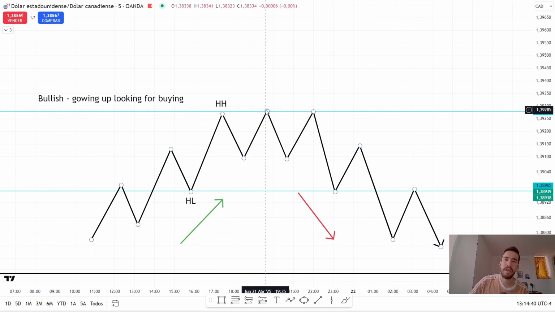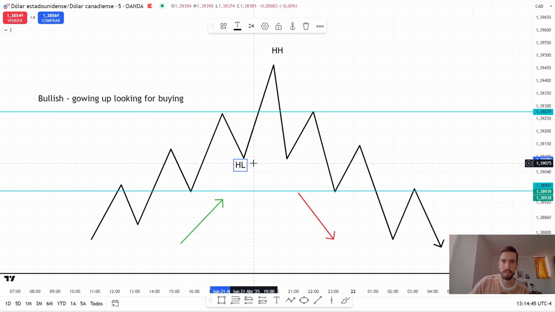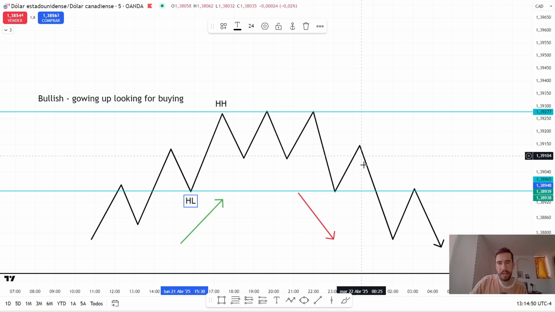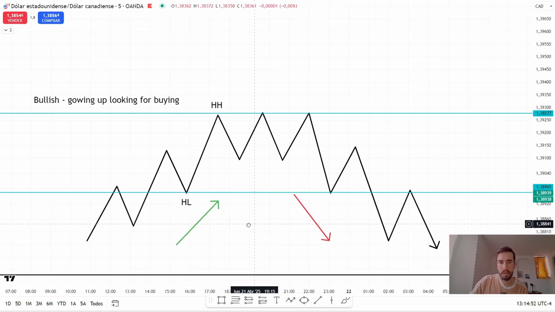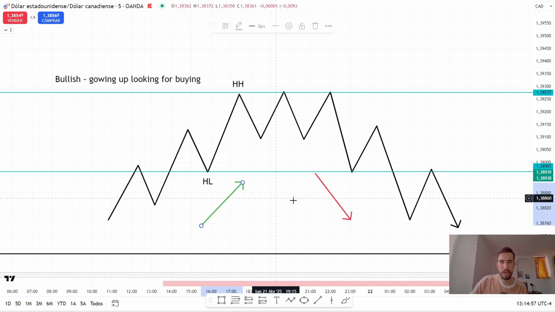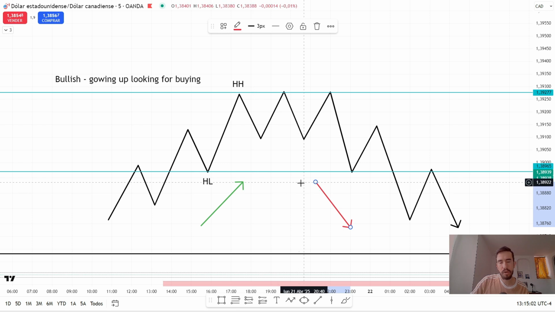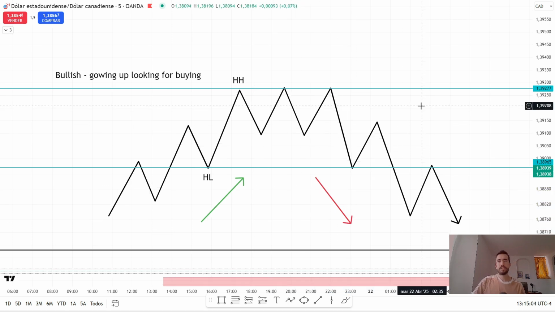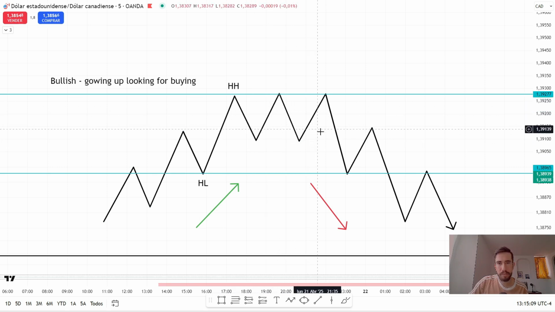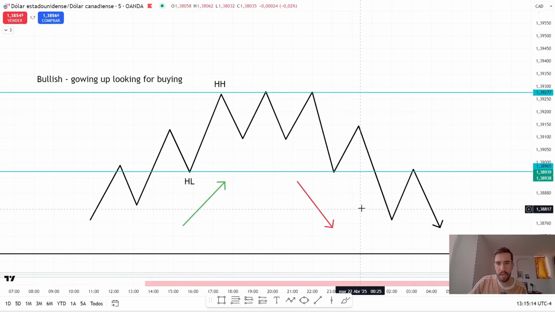What happens if it breaks above? It's a new higher high, therefore a new higher low. Okay? But what happens if it breaks below the higher low? Then we have a change of market structure, and the market goes from bullish to bearish. Is that clear? So higher high, market structure, market structure, market structure, boom, it breaks here.